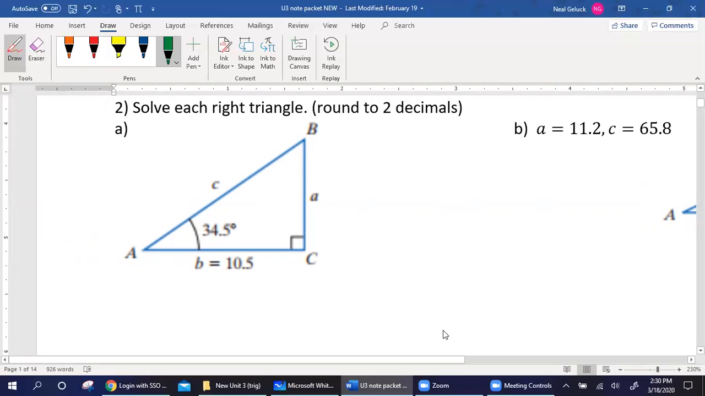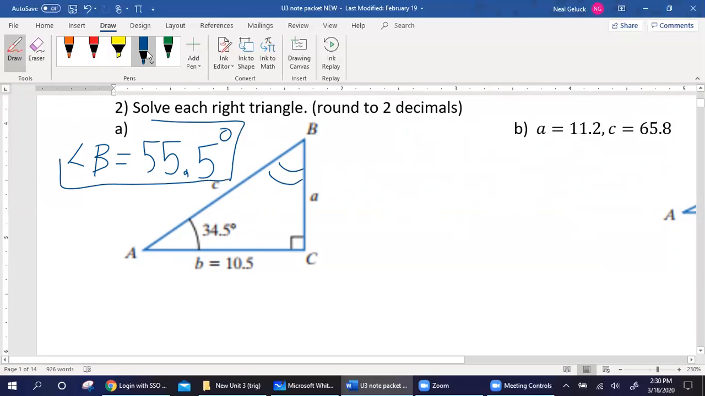So on 2A, I can pick anything I want to solve for first, but easiest would just be to find my missing angle, B. I know the angles in a triangle add up to 180. Add up the 34.5 and the 90, subtract from 180, and you'll figure out angle B equals 55.5. And again, this is an angle this time, so that's degrees. Okay, so that part's done.